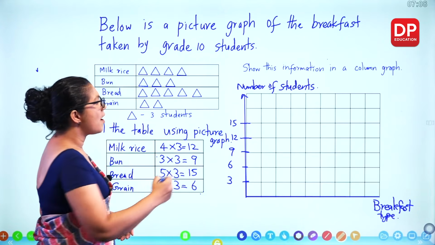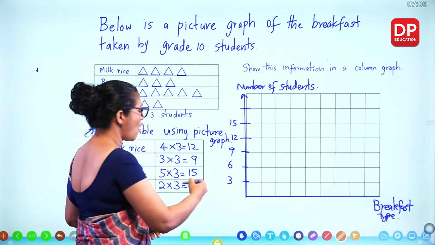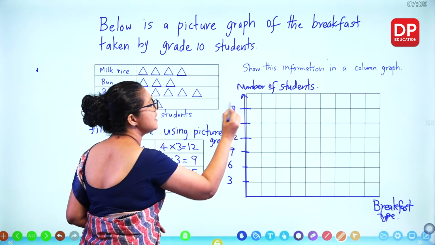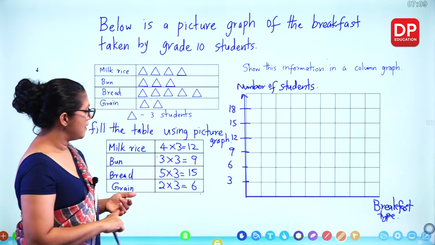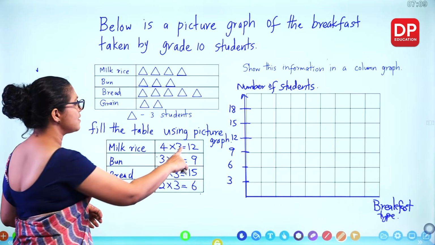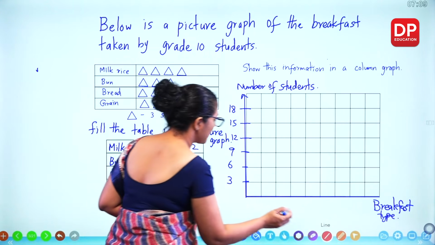I can mark the y-axis first because all these numbers are multiples of 3. So 15, 18 like that. And then we can draw the columns. So I can draw this representing 12. So I can draw the column chart like this.